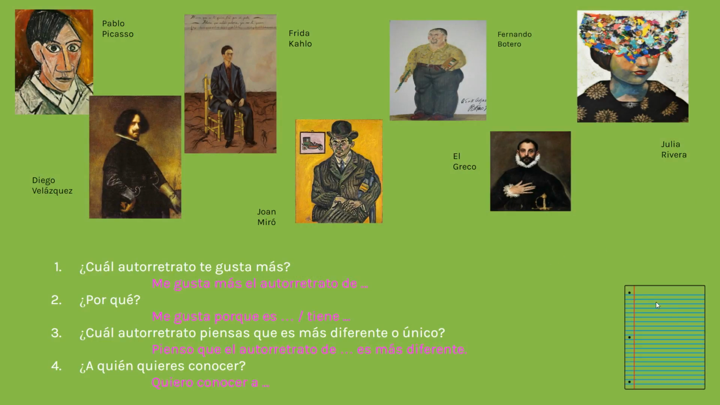Okay, so if we look at all of these, I want you to, en your papel, vamos a escribir información. I've given you 4 questions. So the first one is, ¿cuál autorretrato te gusta más? You're going to write out the complete sentence that I wrote for you in pink. Me gusta más el autorretrato de, give me the name of the artist. And número 2, I would like you to tell me por qué. Me gusta porque es, or me gusta porque tiene. Go ahead and write a complete sentence.